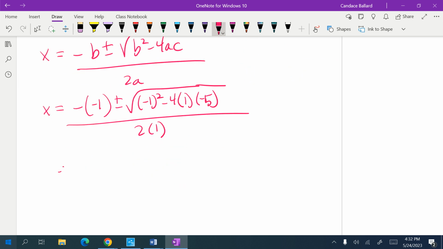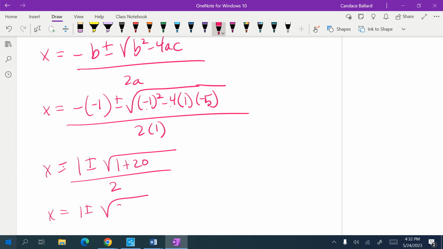All right, so in the front here, my double negative is going to go positive, plus or minus the square root of -1 squared, which is 1, minus 4 times 1 times -5, which is +20, all over 2 times 1, which is 2. So I end up with 1 plus or minus the square root of 21 over 2. This 21 does not break down at all, so I'm just leaving it.